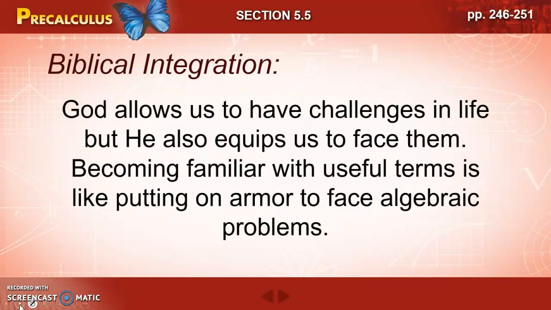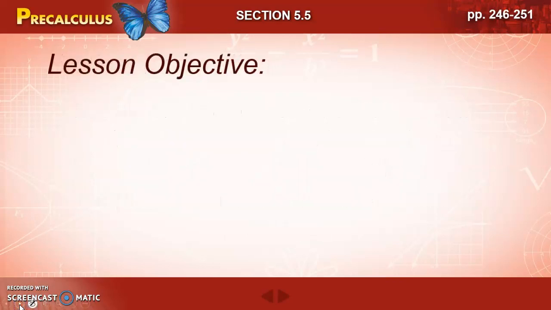Our biblical integration for this chapter is that God allows us to have challenges in life, but He also equips us to face them. Becoming familiar with useful terms is like putting on armor to face algebraic problems. And as we get into this unit, Unit 5, you guys have definitely faced some challenges where we've had to go back and clarify some understanding and build up some foundational skills in logarithms and exponents. And we'll do the same here with our trig identities. Gaining this foundational information will help us when we want to tackle more challenging problems in the future of this class and then moving forward into calculus.